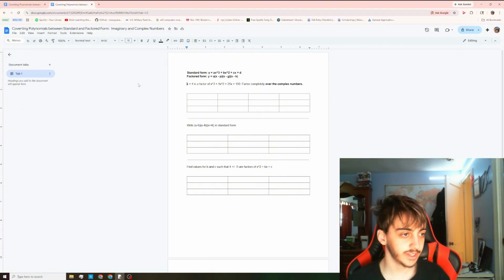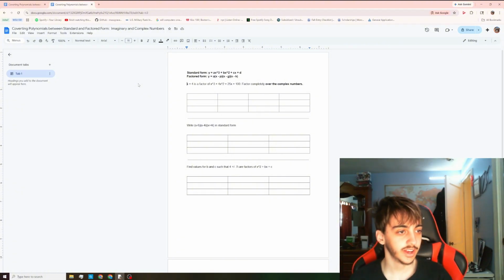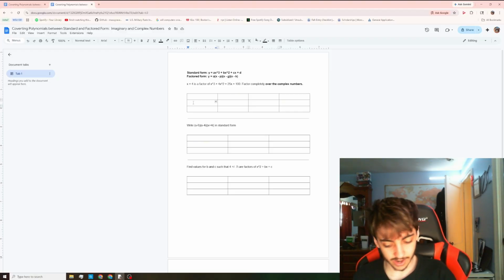Alright, so first problem is x plus 4 is a factor of x to the third plus 4x squared plus 25x plus 100. Factor completely over the complex numbers. So, what we're going to do, we're going to take our x and our 4, we put it in the table, and now we need our x to the third. X to the third divided by x is x squared.